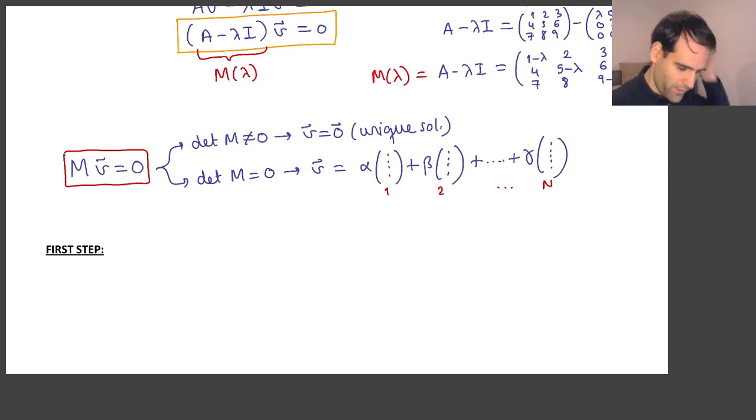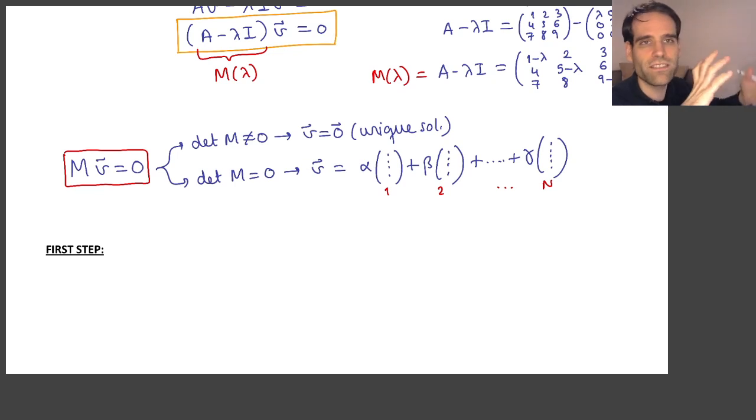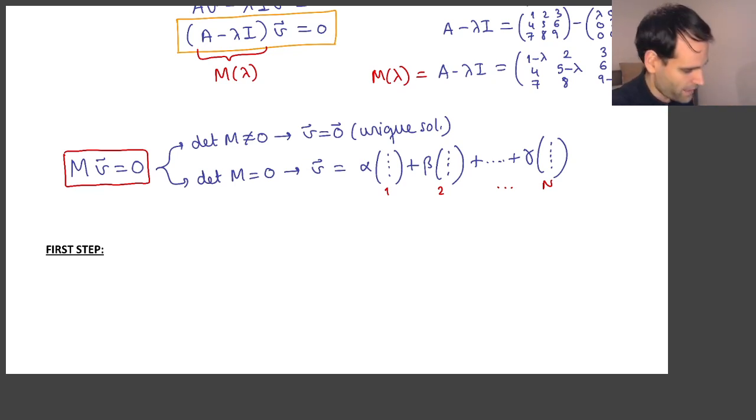So this null space, normally when calculating eigenvectors, the most common thing that happens is that the number of vectors in the null space is only 1. So the nullity of matrix M is only 1. And this will correspond to the eigenvector. But sometimes the nullity is more than 1, and we have more than one eigenvector.